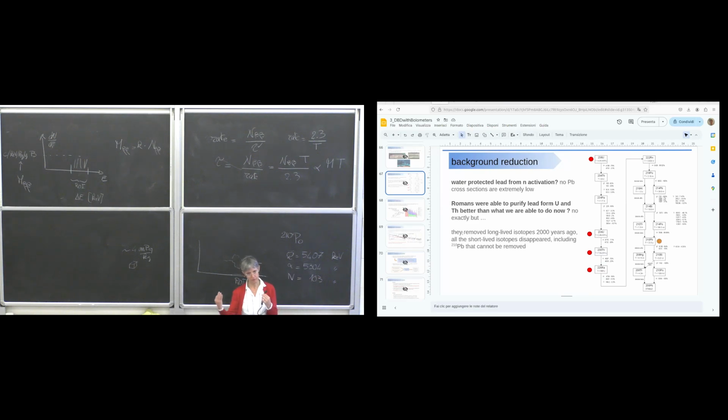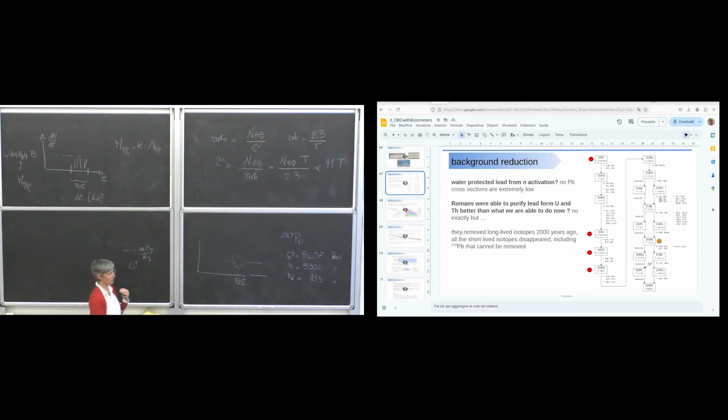And now we still have a problem. If you look at the Q value of all these isotopes, none of them, except this alpha particle, is above the double beta decay transition energy of tellurium. So there is no motivation to be afraid of lead 210.